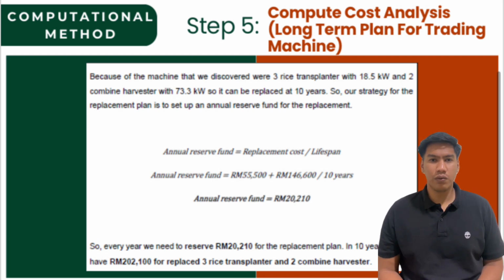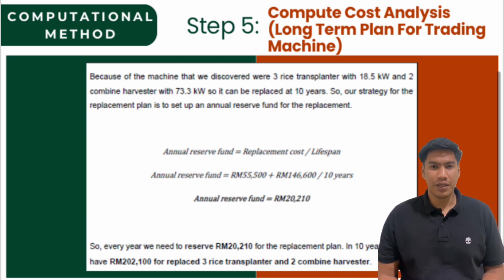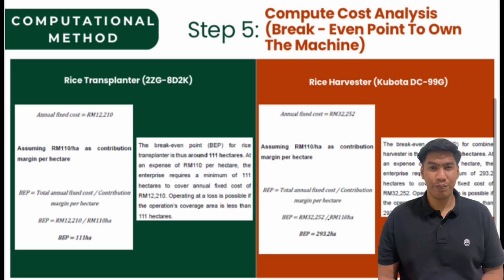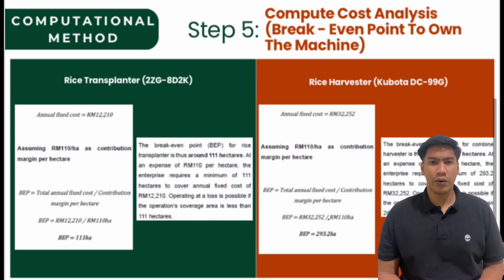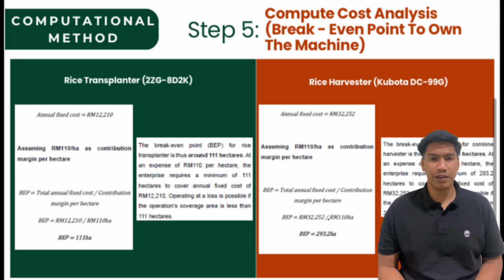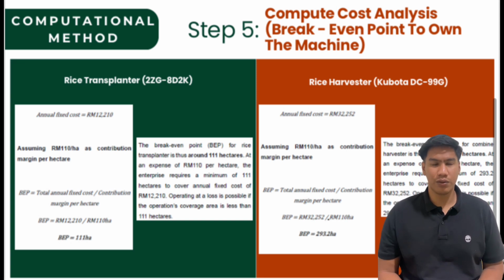In 10 years, the company will have 2,100 saved to replace this machine. The break-even point (BEP) for the rice transplanter and combine harvester is determined by dividing the total annual fixed cost by the contribution margin per hectare, which is approximately 111 hectare. The total annual fixed cost divided by the contribution margin per hectare for the combine harvester is approximately 293.2 hectare, so the combine harvester needs to cover 293.2 hectare to break even.